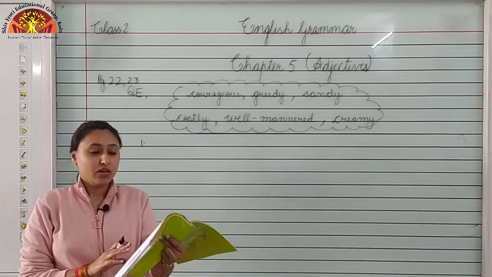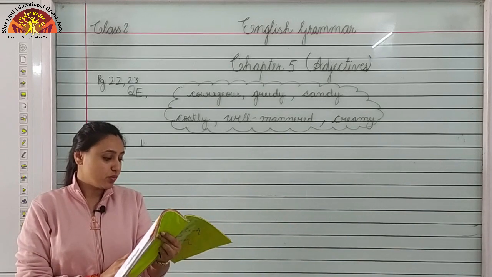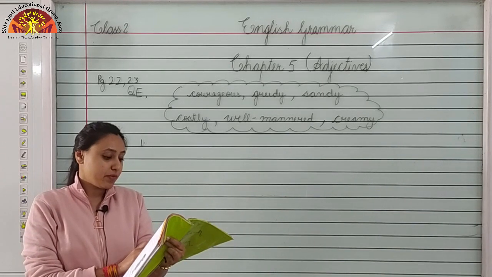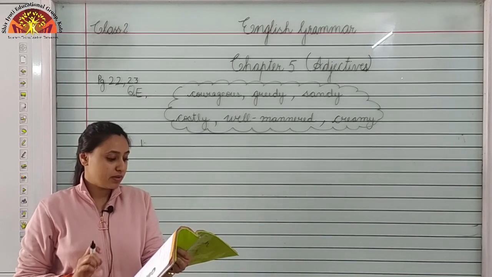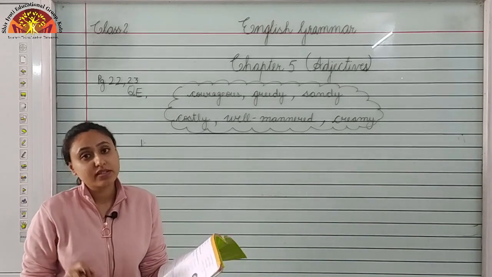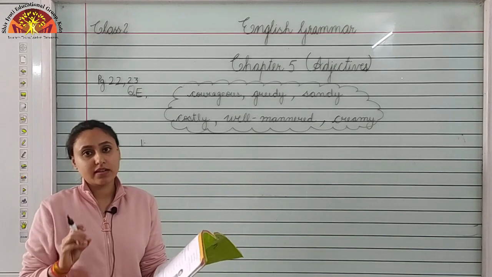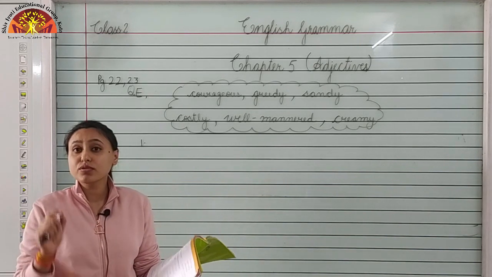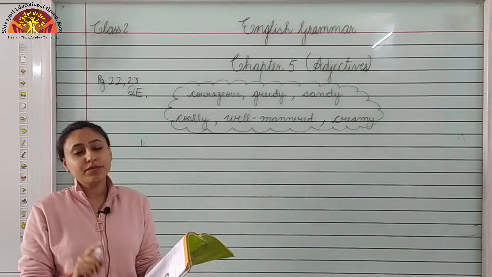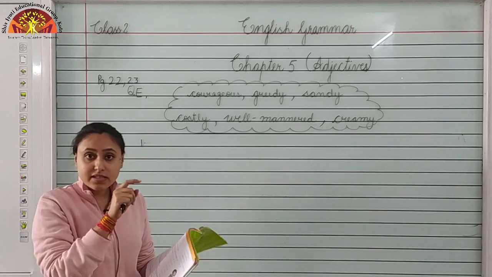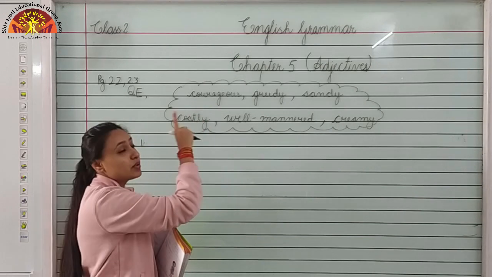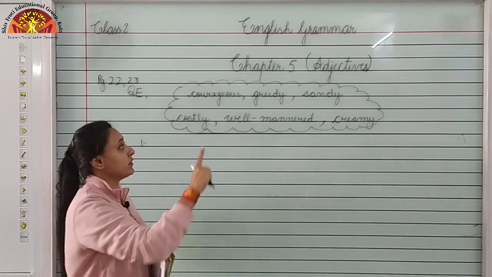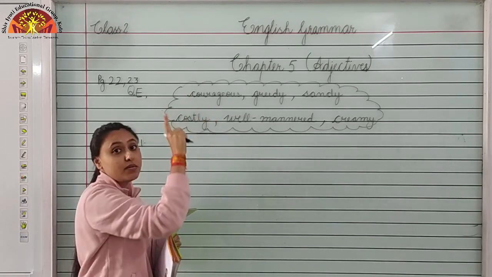Question E on page number 22. Write one word for the following phrases. Choose the answer from the box below. Okay, so children, in this question, some phrases are given to you. You have to choose correct one word for the phrase. One box is given to you. Look here. So you have to choose correct one word for that phrase from the box.